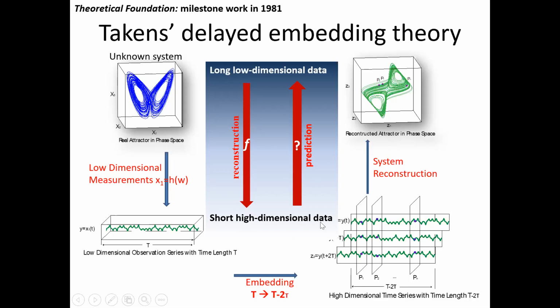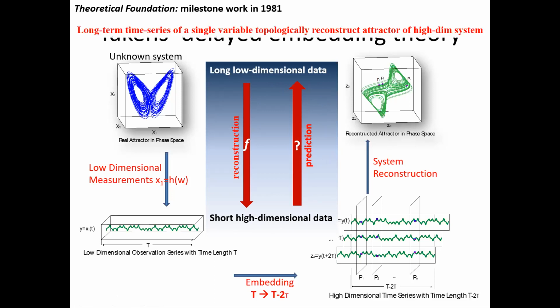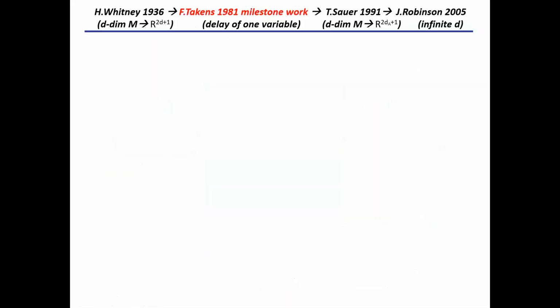Then we go in reverse: from this short, high-dimensional data, we return to the long-term, low-dimensional data, which means the prediction. Okay, so this is the illustration. Then, sorry, I have to talk a little bit of mathematics. Now we go to the easy part.